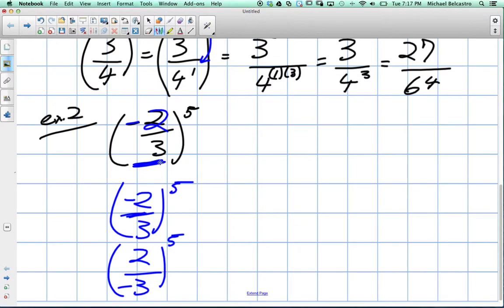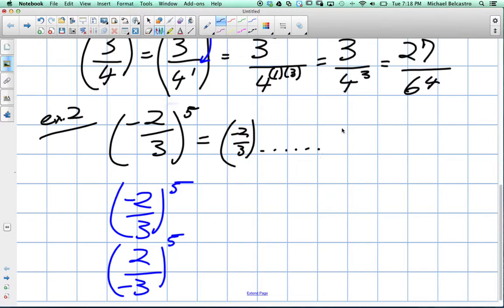What do I have to do with this fraction if it's to the power of 5? Multiply 3 times 3 times 3, 5 times. 3 to the power of 5. And what about negative 2? Negative 2 to the power of 5. That's right. So there are two ways I can write this. I can write negative 2 over 3 five times, or I can say this is negative 2 to the power of 5 over 3 to the power of 5. Both are acceptable.